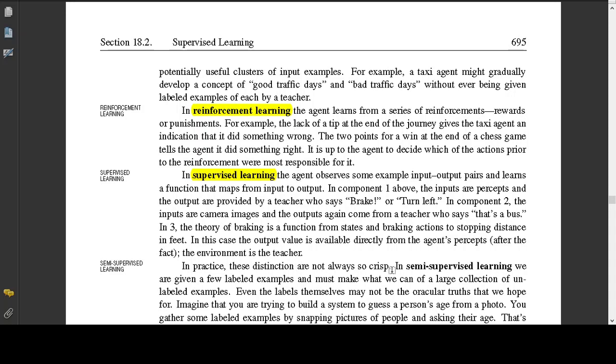And there is another term called semi-supervised learning. That means we have some labeled data and some unlabeled data, and from this the system has to identify. So it is a mixture of supervised and unsupervised learning methods. So mainly there are three feedback systems: supervised, unsupervised, and reinforcement learning.